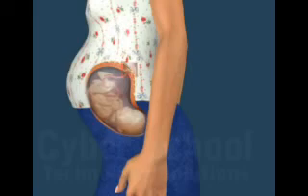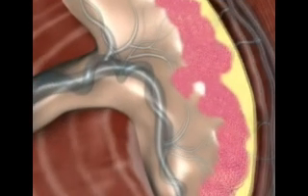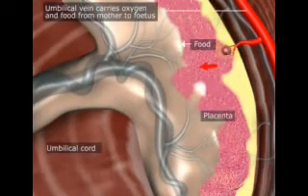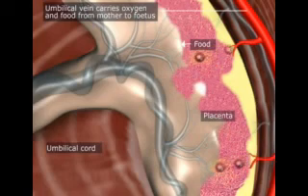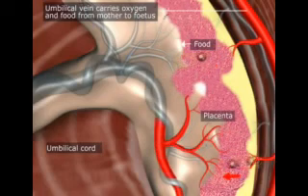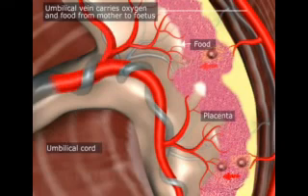An embryo's life support system is the placenta. The portion of the embryo implanted into the uterine wall develops into the placenta with finger-like projections called villi. The placenta is joined to the embryo by the umbilical cord. Inside the cord is an artery and a vein.